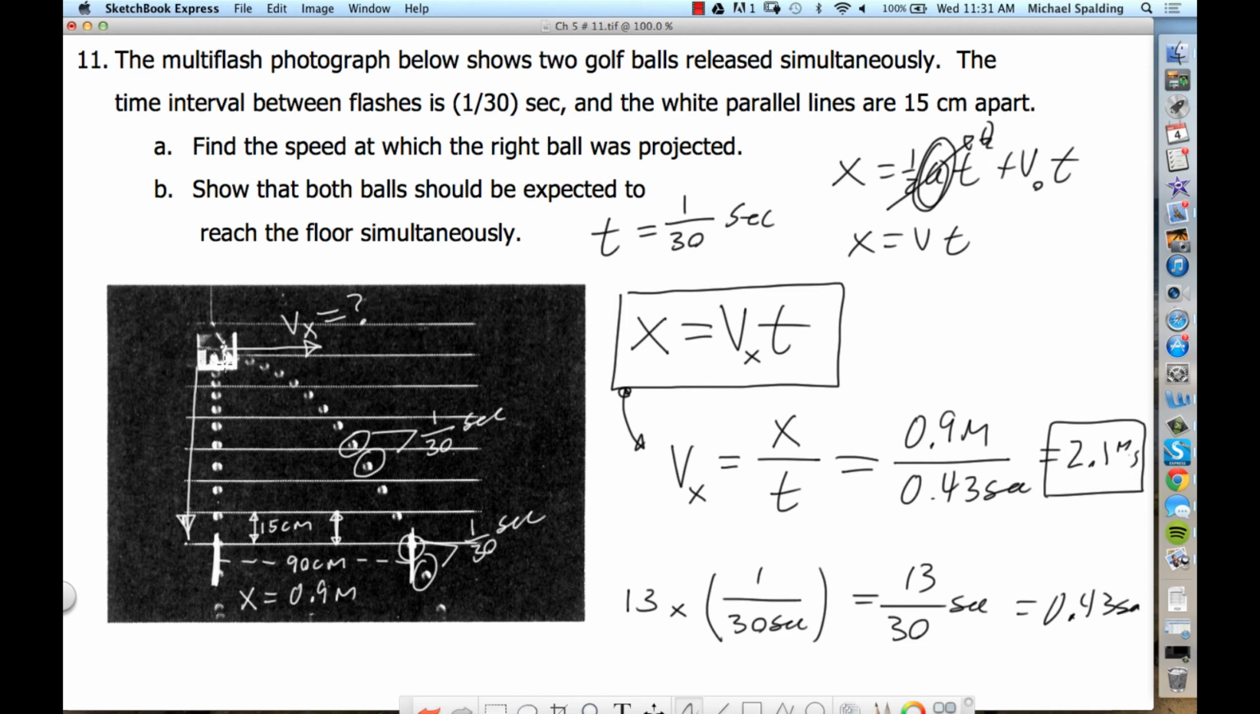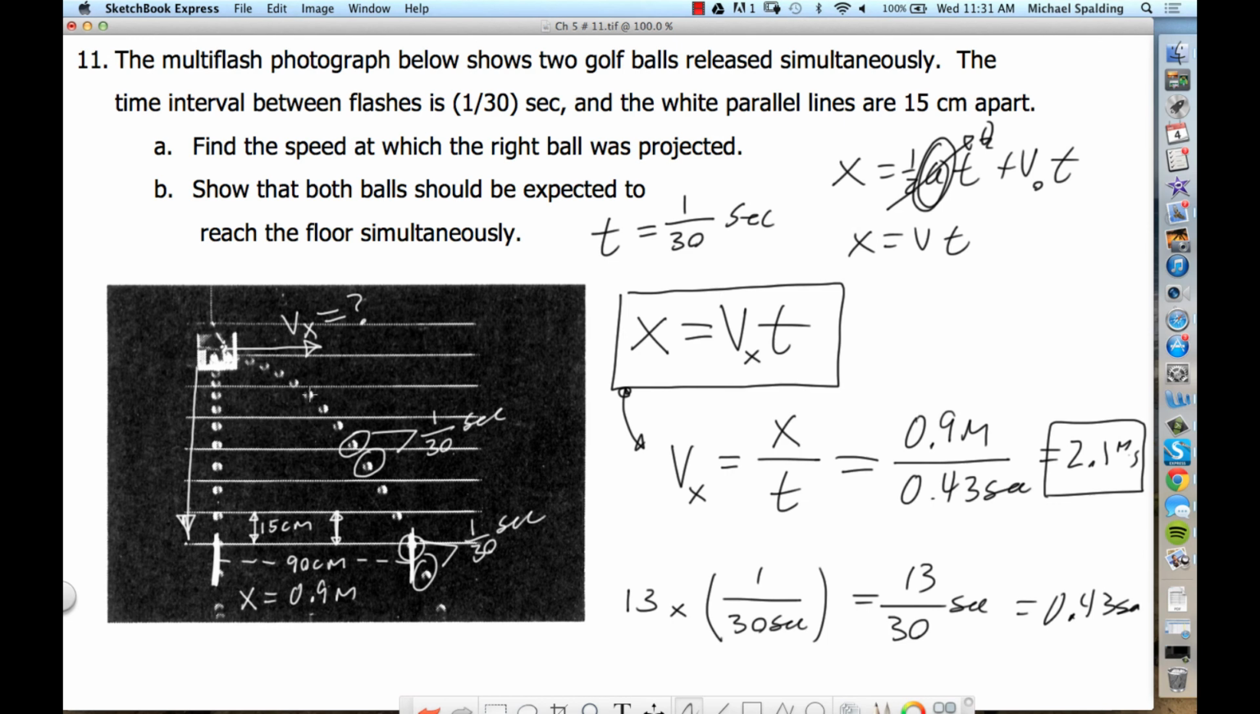I got the time by counting how many times the camera snapped a photo. So, you know, we have a multi-flash photograph situation. The camera's going click, click, click, click. And the time from one click to the next is 1/30th of a second. So I counted how many photos there were. So starting up here, I went 1, 2, 3, 4, 5. Each one of those photographs represents 1/30th of a second.